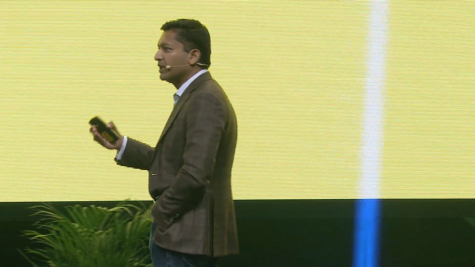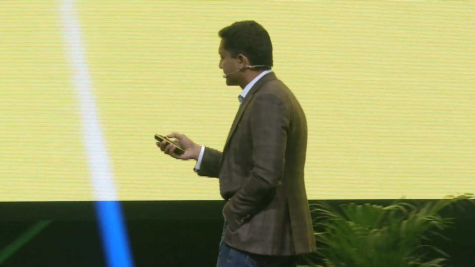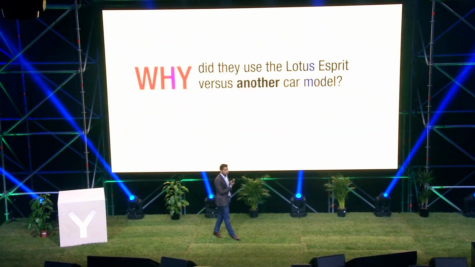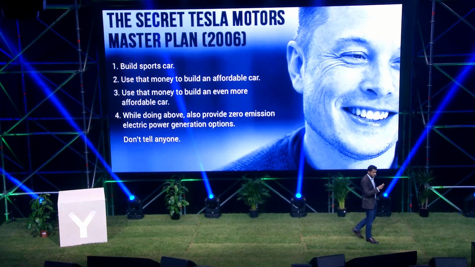The next question to consider is why did they go with the Lotus? The Lotus is the opposite of what Elon Musk promised people. He said, I'm going to build you an all-affordable electric car. This is a $150,000, $200,000 car. It's the opposite of affordable. So why would they go with a really expensive sports car? This was something that Elon Musk had talked about in a blog post many years ago, back in the 2007 timeframe.